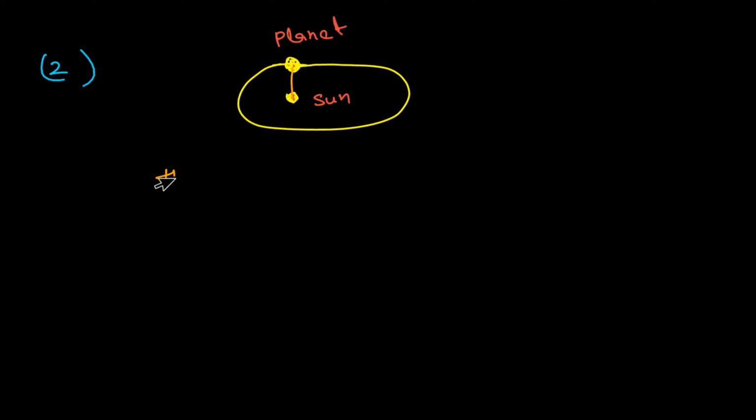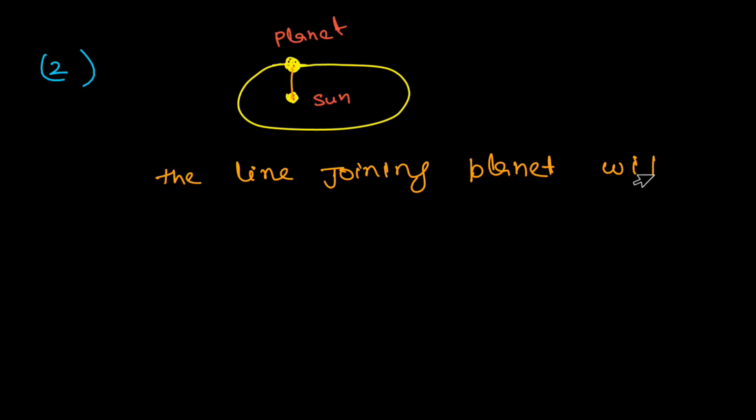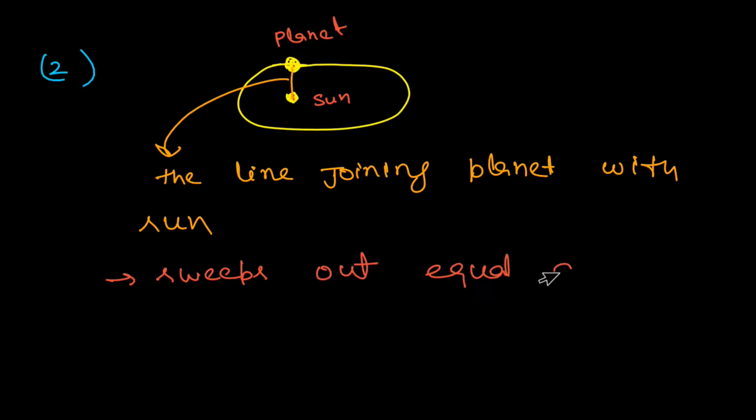Now the second law of planetary motion states that the line joining the Sun with the planet sweeps out equal areas in equal intervals of time. That is, the areal velocity of the planet is constant. So according to the second law, the line joining the planet with the Sun, that is this line, sweeps out equal areas in equal intervals of time.